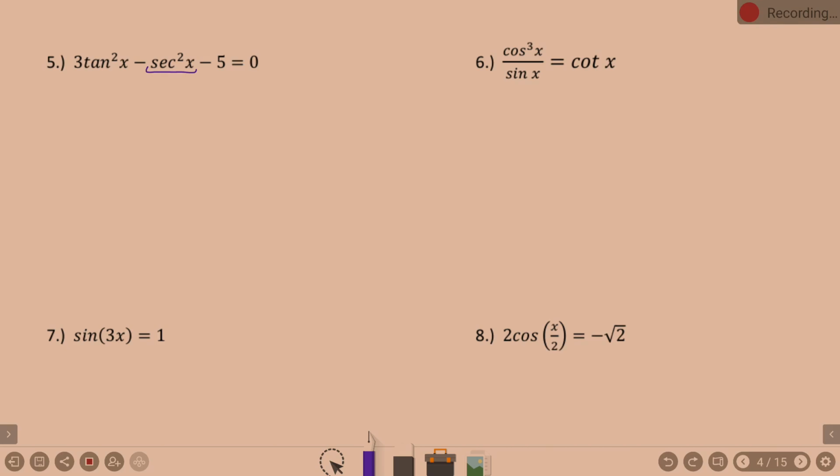Okay, so I'm going to write this out. 3 tan squared x minus, what am I putting in for secant squared?